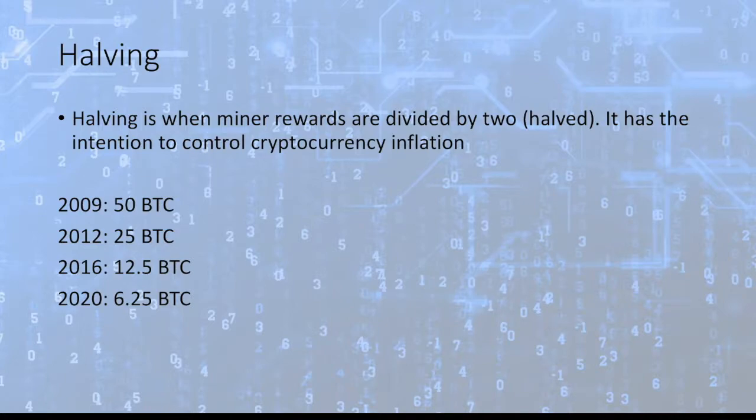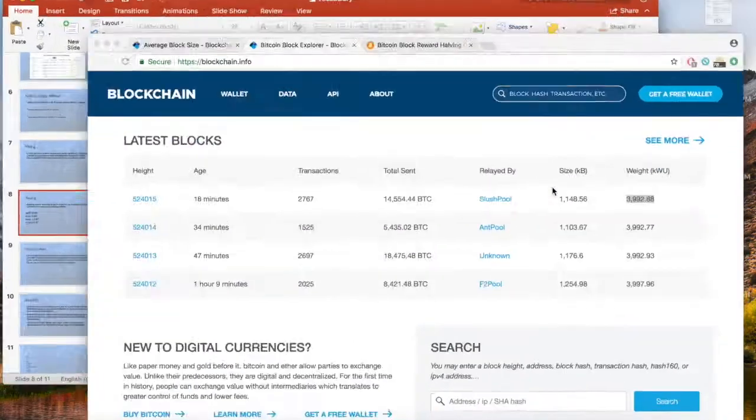And then in 2012, that number went to 25 Bitcoins. In 2016, that number went to 12.5. So you see, it's always halving. That's why it's called halving. And then in 2020, that number is going to be decreased or divided by 2 again, and it's going to be 6.25. There's another website I would like to show you.